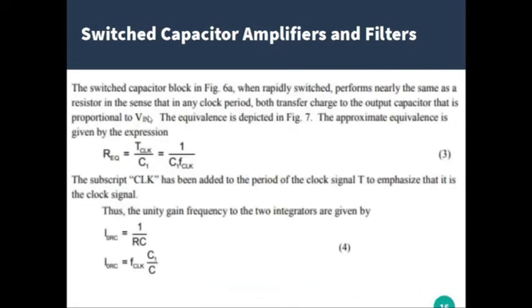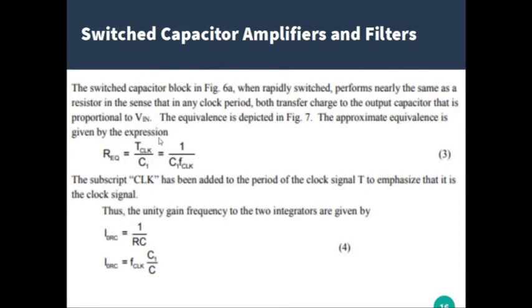The switched capacitor block in figure 6a, when rapidly switched, performs nearly the same as a resistor in the sense that in any clock period, both transfer charge to the output capacitor that is proportional to V in. The equivalence is depicted in figure 7. The approximate equivalence is given by the expression: the equivalent resistance is equal to T clock over C1, which is equal to 1 over C1 times the frequency of the clock.